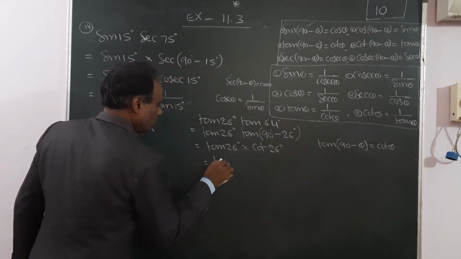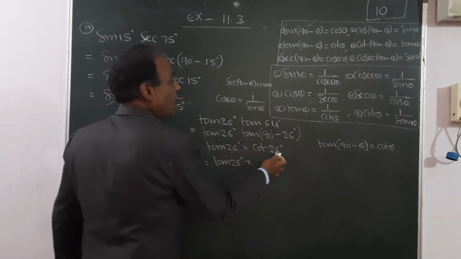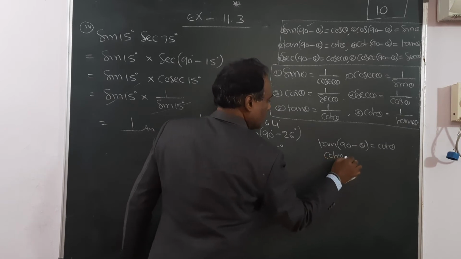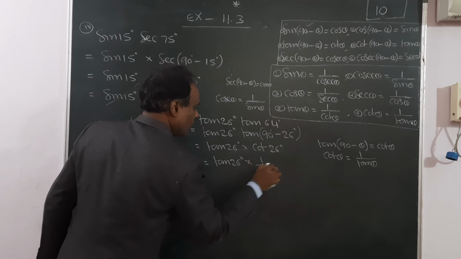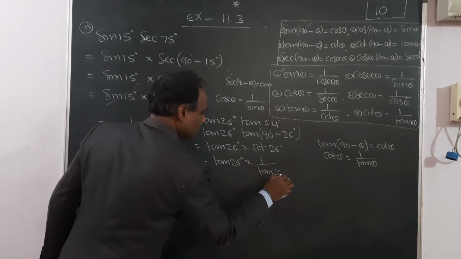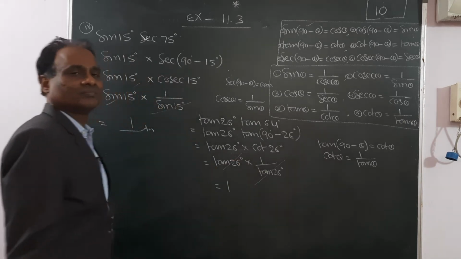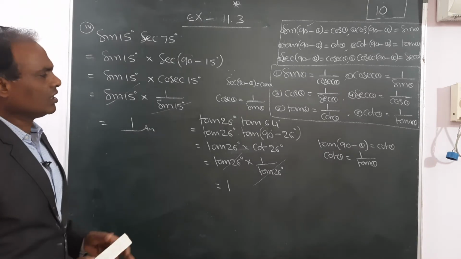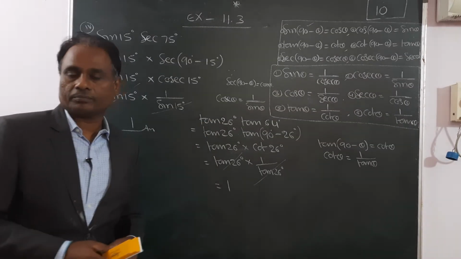So now, tan 26 into, for further simplification, cot theta is 1 by tan theta. Tan cancels, answer is one. Remember that formula. A lot of formulas are involved, so a lot of simplification and skill is needed. So see the procedure.